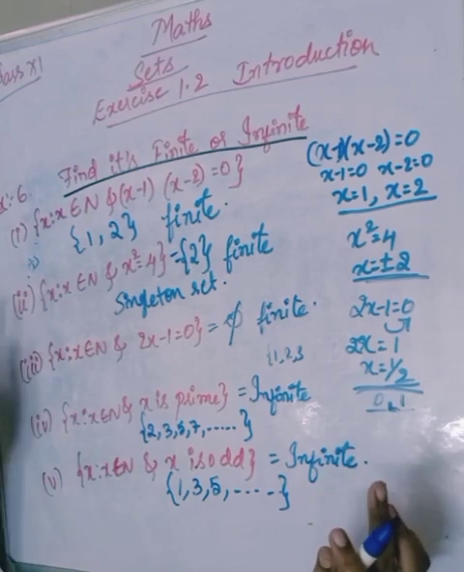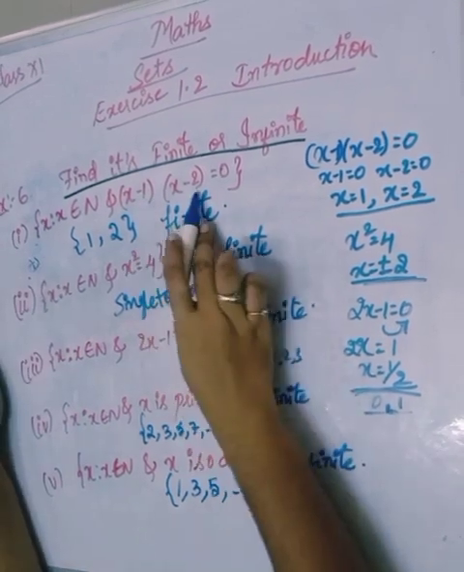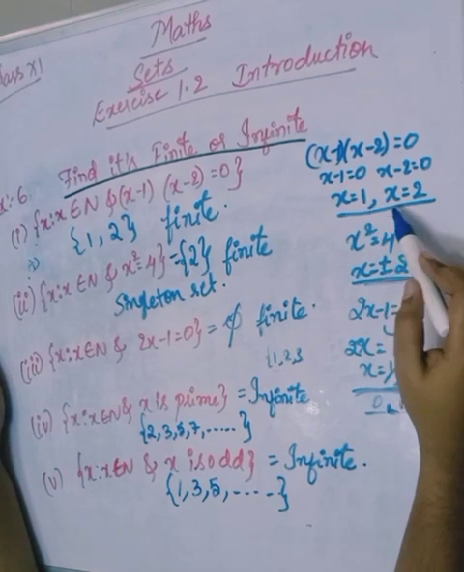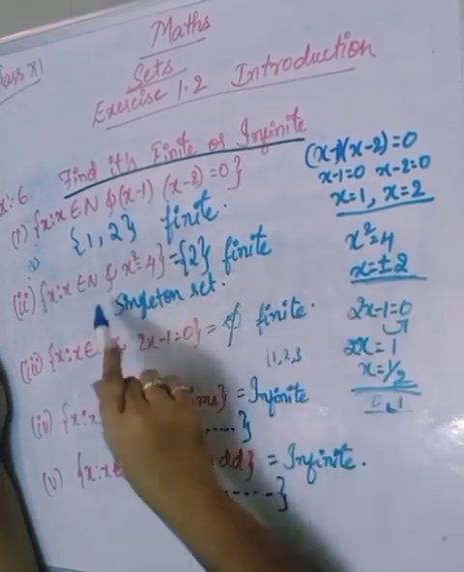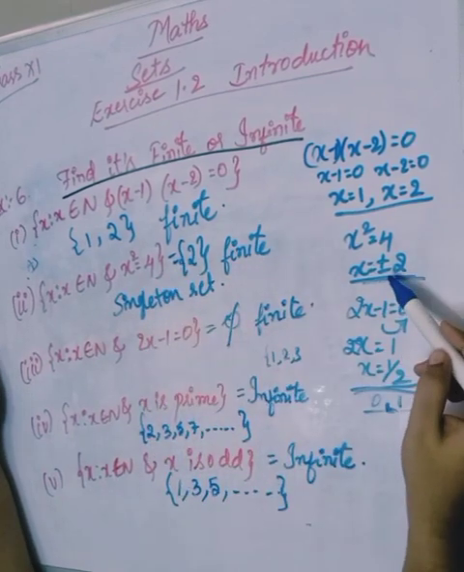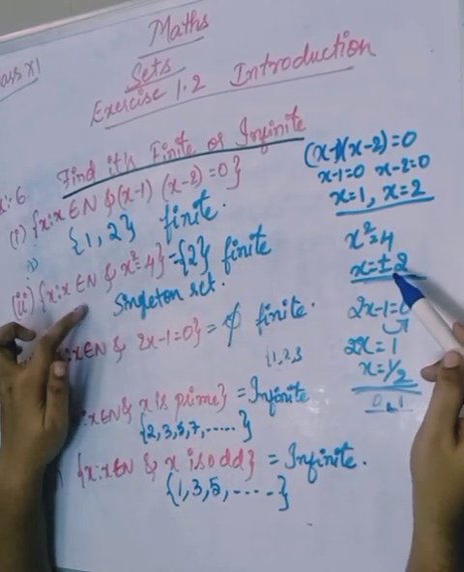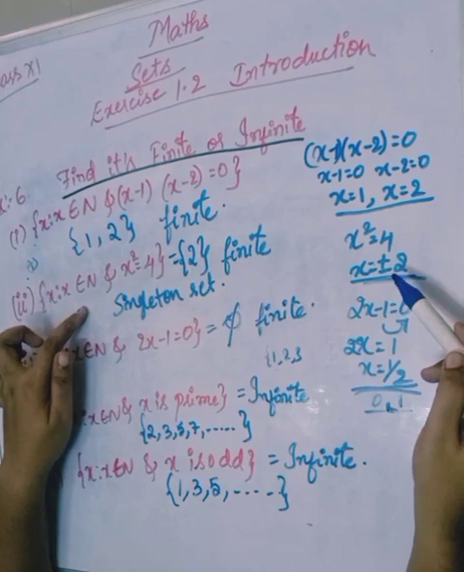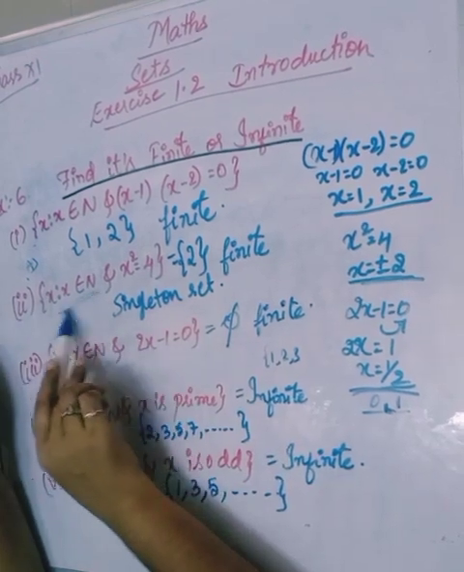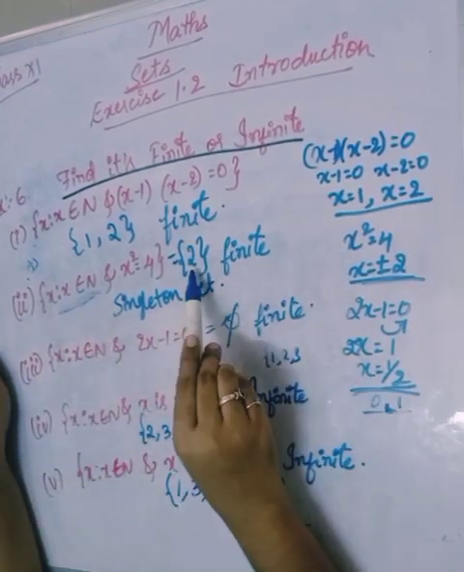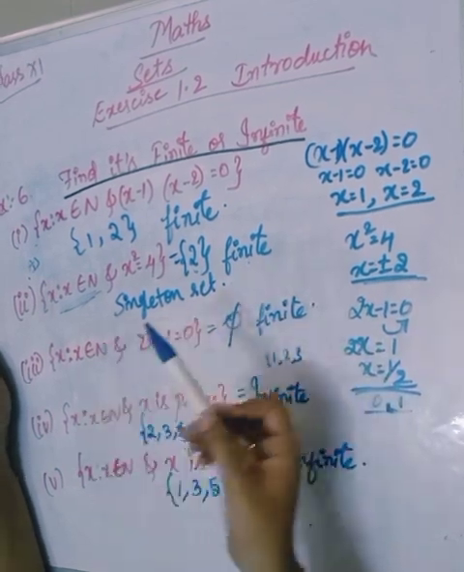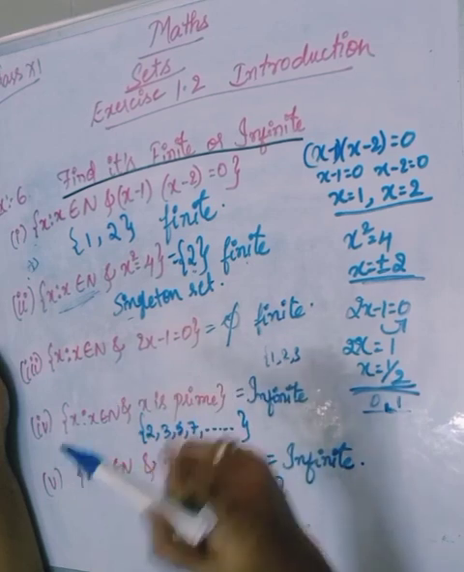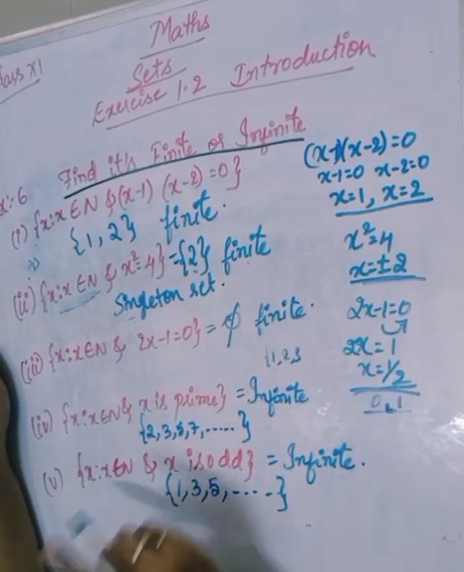So once again I'll explain now. First one, they gave an equation, we solved, and we got x is equal to 1 and 2. So therefore we can say the set is finite. Next one, we solved x square is equal to 4, we got plus or minus 2. But the question mentioned that it belongs to N. We need to observe what they said. Therefore only the positive one we will take, that is 2. So therefore we can say it's finite, and together with that it's a singleton set also, because we are getting only one number.